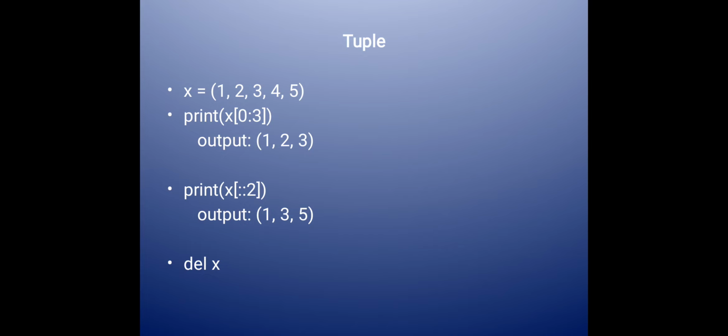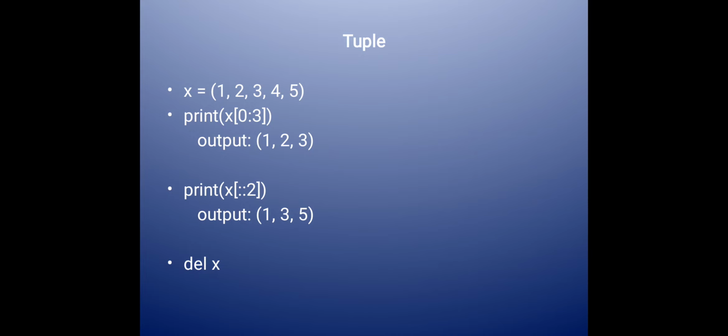So here the starting index is 0, so it will consider the tuple elements from 1, and the stopping index is 3. So it will consider from the starting index up to the second index. It will ignore that third. So the output will be a tuple of 1 2 3.